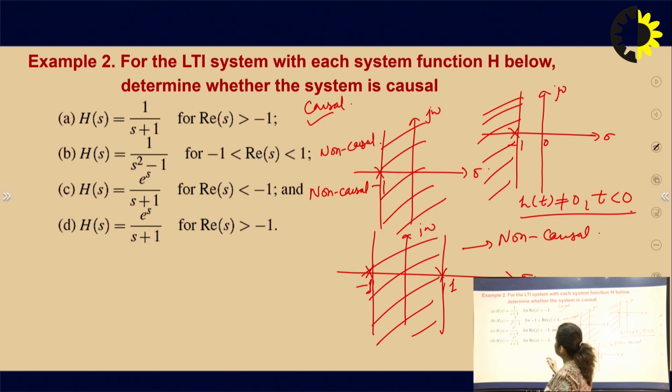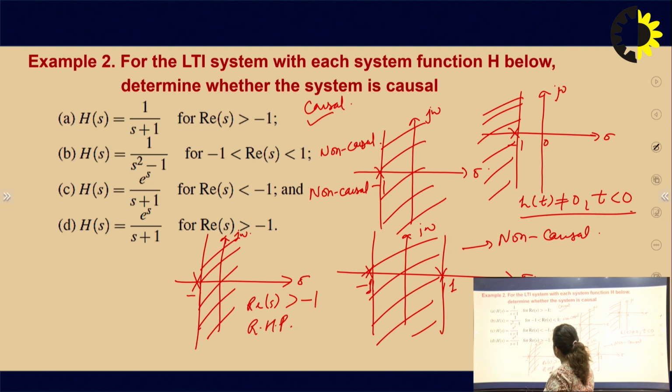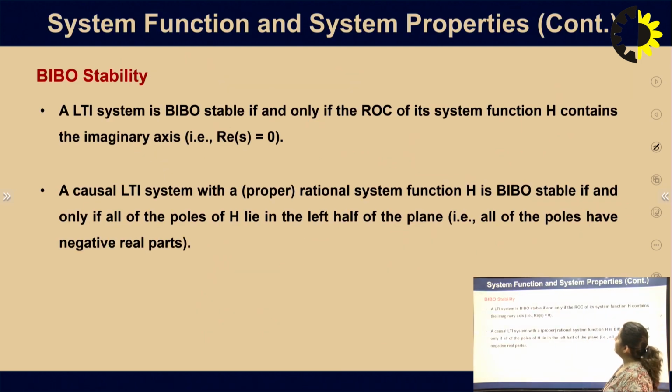The last is real of s greater than minus 1. If we draw real of s equal to minus 1, this is the line, and real of s greater than minus 1 is the region. So obviously sigma, and this is j omega. The ROC is the right half plane, and that's why the system is causal again.